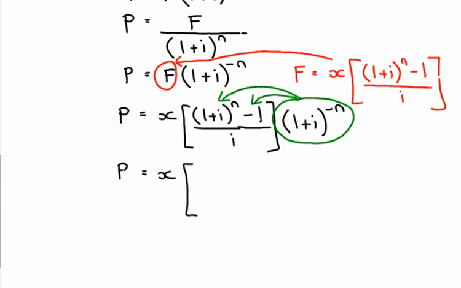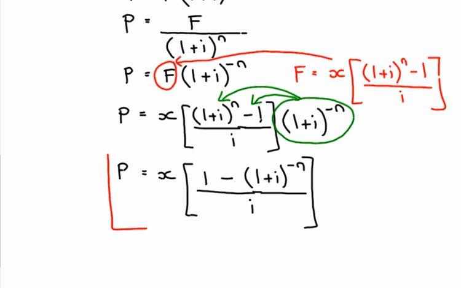open bracket. Now I've got 1 plus I to the N times by 1 plus I to the negative N. The bases are the same, so I add the exponents. N minus N is 0. Anything to the power of 0 is 1. Minus 1 times 1 plus I to the negative N is just 1 plus I to the negative N. My denominator is still I. And there we have a formula for working out present value when we're using present value annuities. So there's our formula.